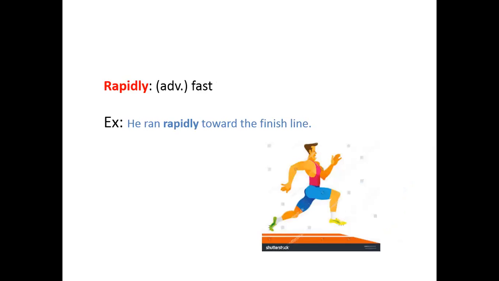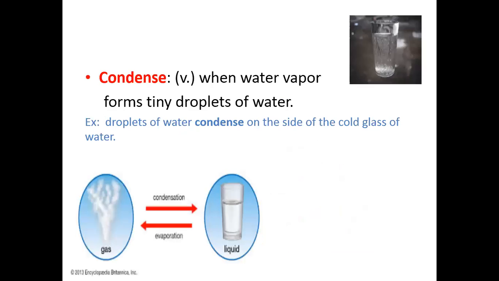The next word that I have is rapidly. Rapidly is an adverb, which means that I use it to describe a verb, and it means very fast. For example, I can say, he ran rapidly toward the finish line, which means he ran fast toward the finish line. So rapidly means fast. Easy? Okay.